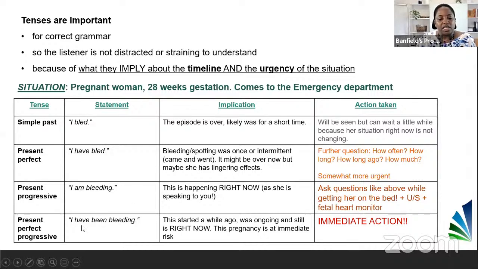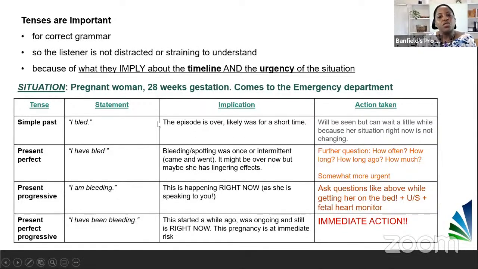And then she comes in and says, "I've been bleeding." Now this one, immediate action. Why? Because of what it implies. It implies that this started some time ago, it was ongoing, and it still is ongoing right now. It may have been that there was no pause. That's the implication. She's spotting, bleeding, maybe it's getting worse, but it's going on right now. And this pregnancy is at immediate risk. Or in any case, this is how you think and how you should think, especially if you are dealing with a native English speaker.